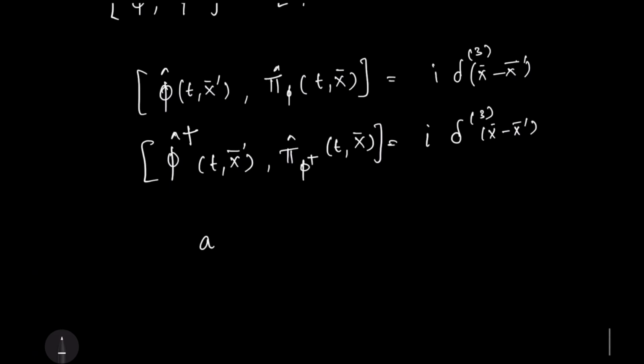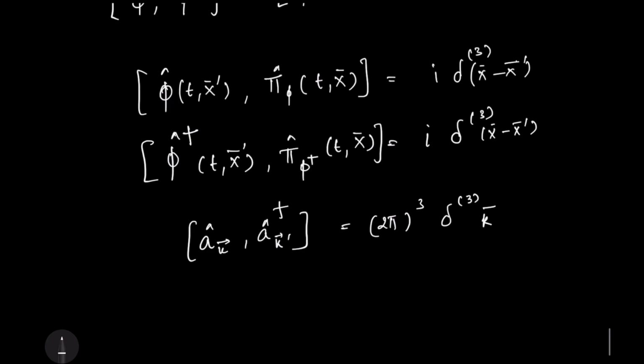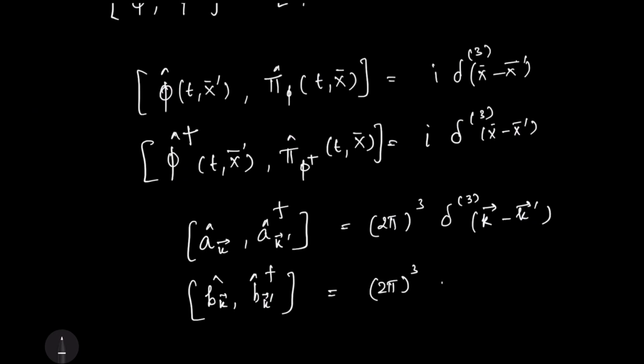So I am writing the commutator of ak and ak prime dagger is equal to 2 pi cube del cube of k minus k prime. Similarly, bk and bk prime dagger is also equal to 2 pi cube del cube of k minus k prime, and all the other commutators vanish. So you can almost guess everything without doing any calculation.